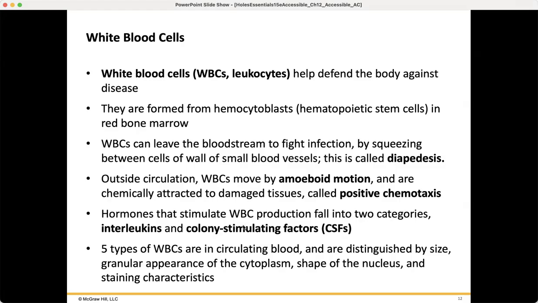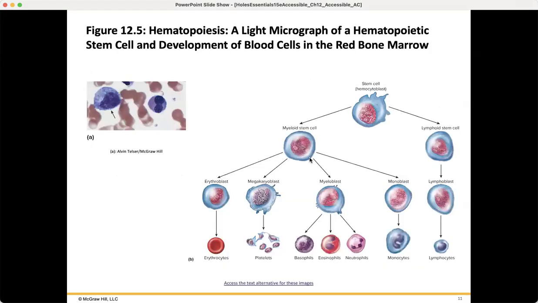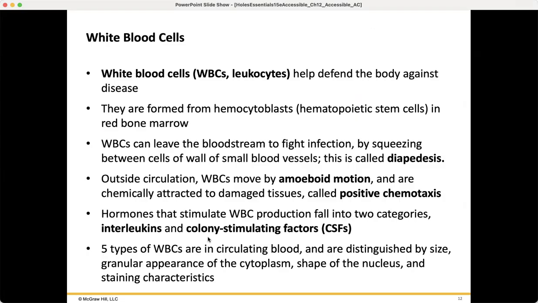Just like we saw with the red blood cells where they needed erythropoietin to stimulate their production, when we are doing this process from the myeloid stem cell and we want to make all of these white blood cells, we have other chemicals and they are called interleukins and colony stimulating factors. Those are going to be the ones that act on the stem cell to make it differentiate into a white blood cell.